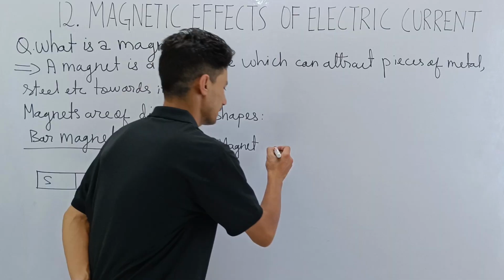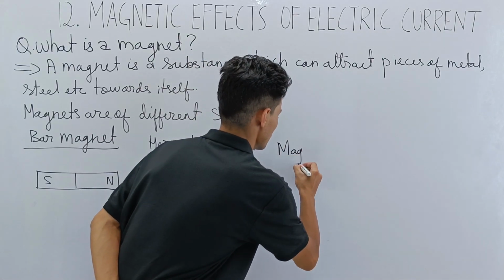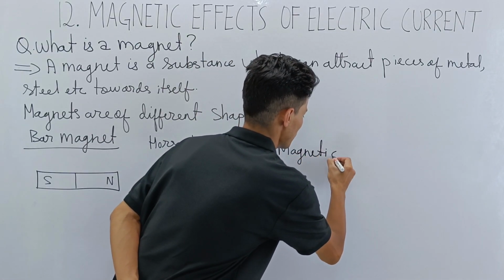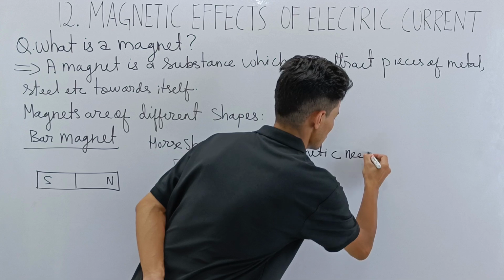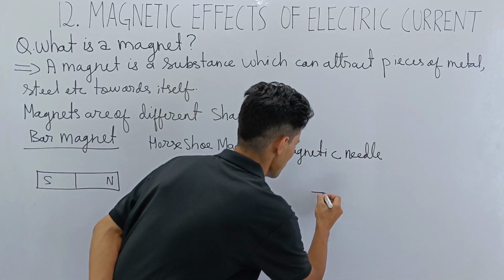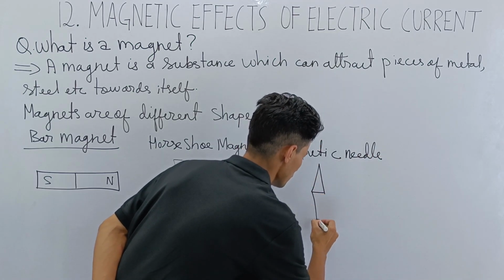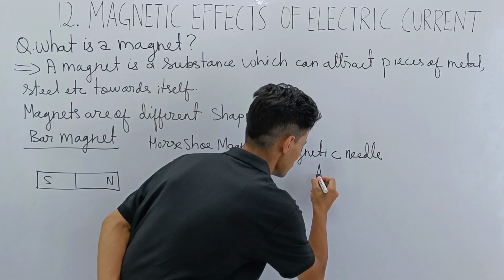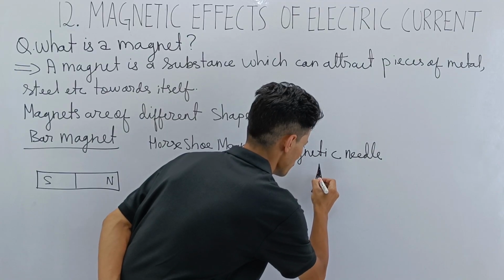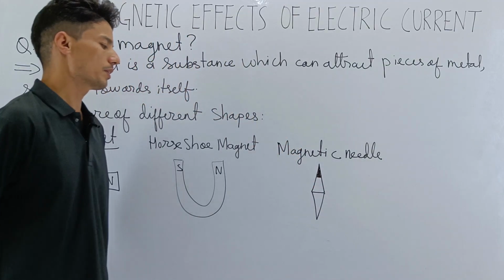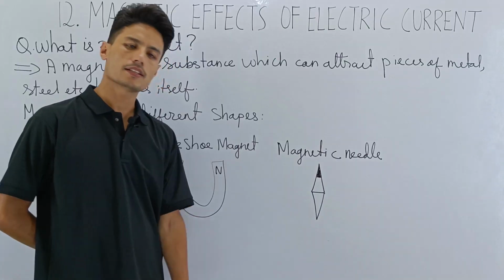Then we have the magnetic needle. The shape of a magnetic needle will be like this. One end will be colored, which will resemble the north. So this is a magnetic needle.